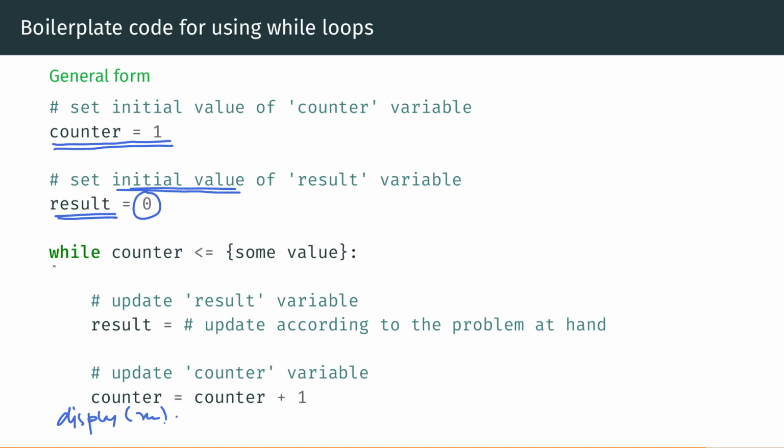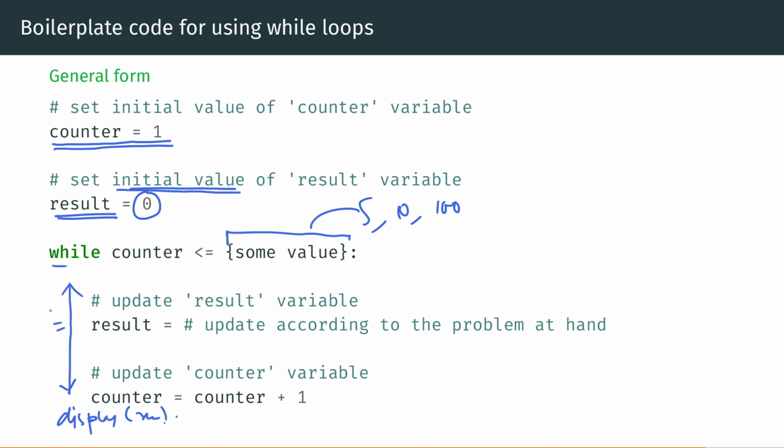And then we'll have the while statement. So while counter is less than or equal to some value, and the some value would dictate how many times this set of statements is executed, right? So this can be 5, 10, 100. Whatever value you provide, this set of statements would be executed that many times, right?